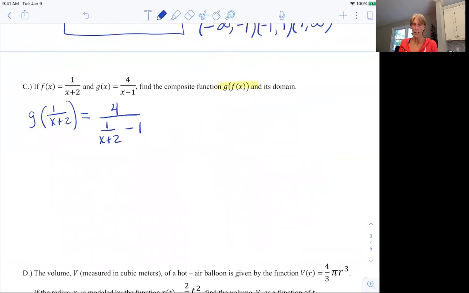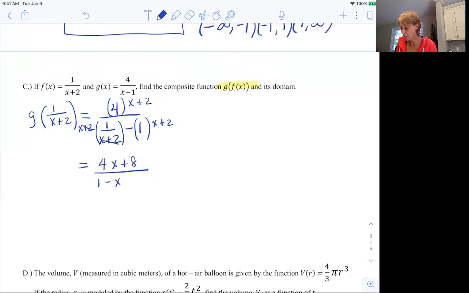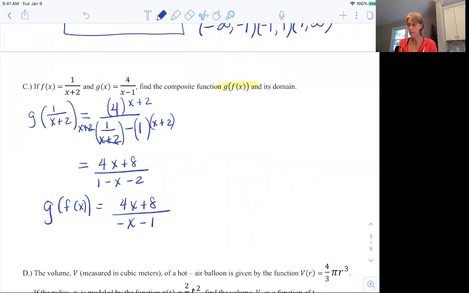And now we want to simplify this guy. Once again, I expect you to know how to simplify a complex fraction. So we're going to multiply each term by x plus 2. Four x plus 8 in the numerator. 1 minus x minus 2. Remember, we're going to distribute. So g of f of x, once I simplify it, becomes negative x minus 1.